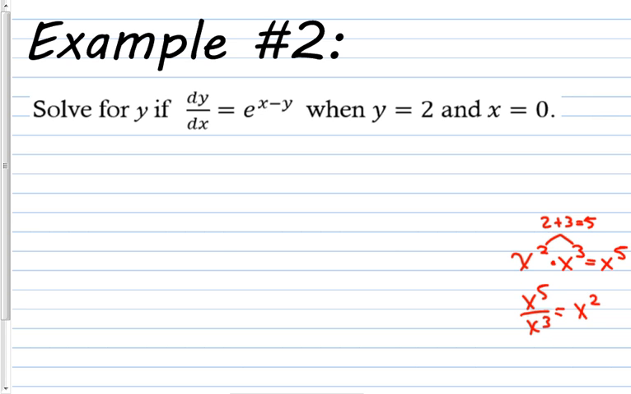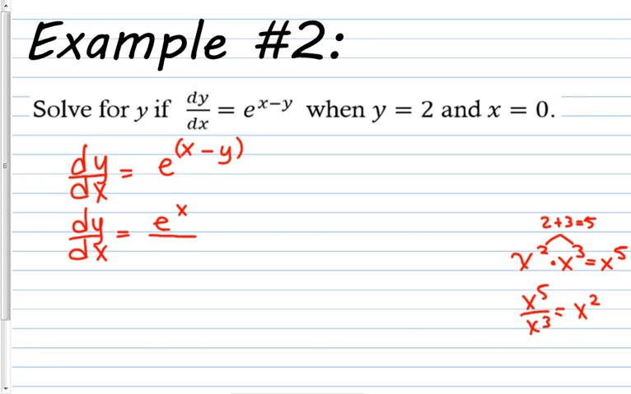Okay, so to start off, you separate the variables. But before separating the variables, e to the x minus y power is equivalent to e to the x divided by e to the y, because according to exponential rules, if you have the same base, you just subtract the exponents. So that's why it was x minus y.